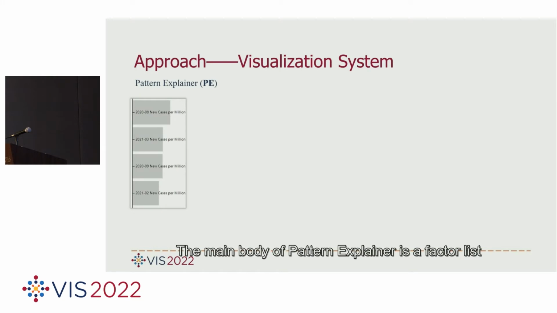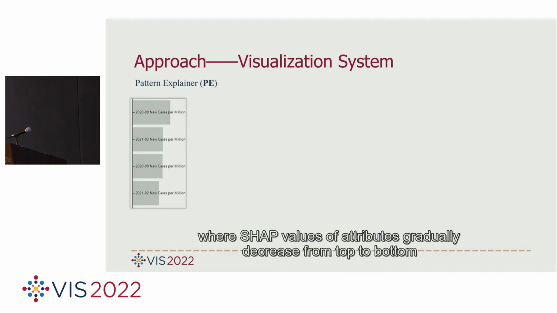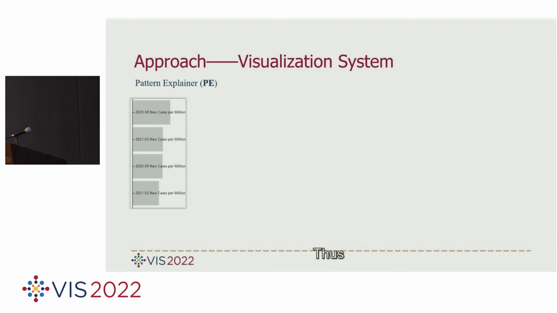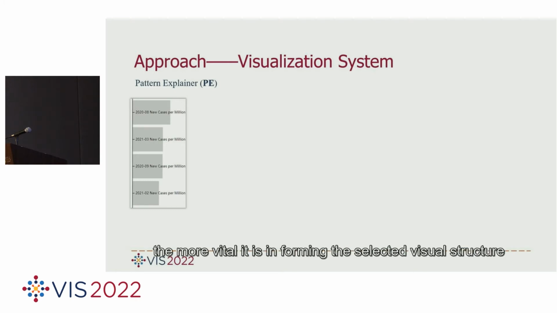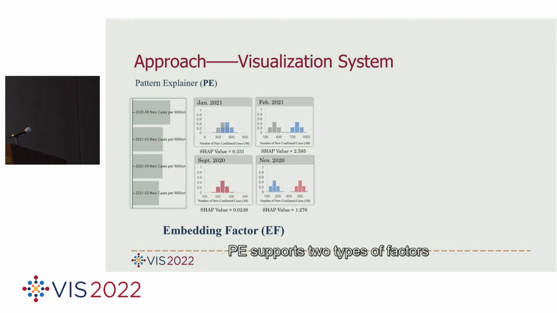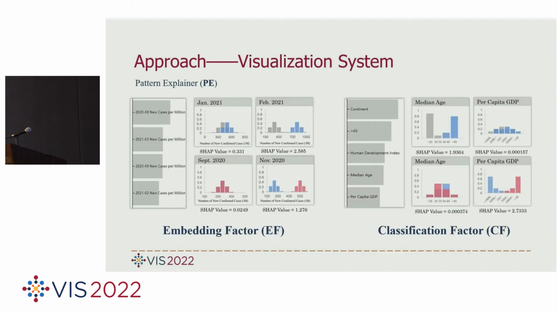The main body of Pattern Explainer is a factor list, where SHAP values of attributes gradually decrease from top to bottom. Thus, the higher a factor ranks in the list, the more vital it is in forming the selected visual structure. PE supports two types of factors.